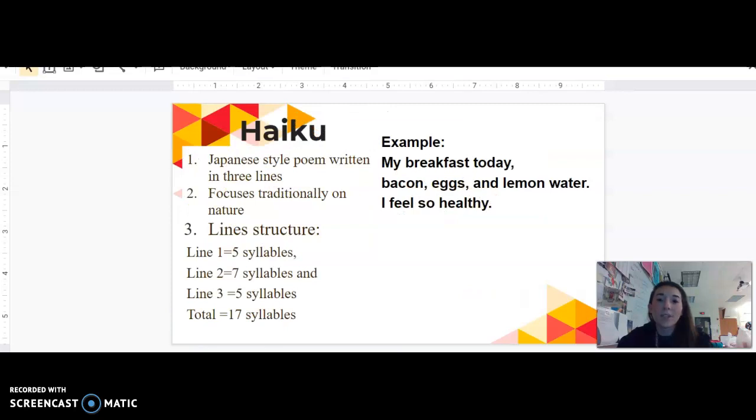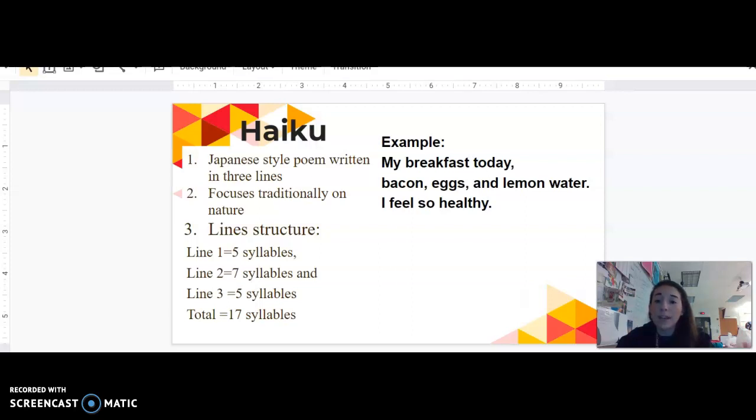Next, we're going to be talking about haikus. A haiku is a Japanese-style poem written in 3 lines. It focuses traditionally on nature, but not always, and the lines are structured as such. Line 1 is 5 syllables, line 2 is 7 syllables, line 3 is 5 syllables, giving a total of 17 syllables. This is an example, and there is something wrong with this example, and I'd like you to determine what it is and correct it.